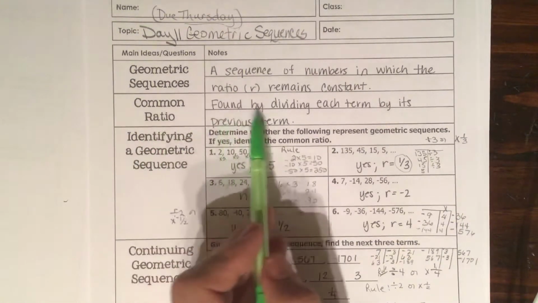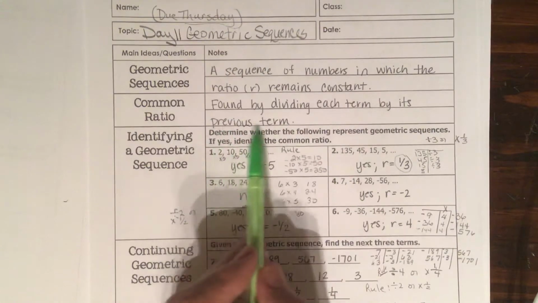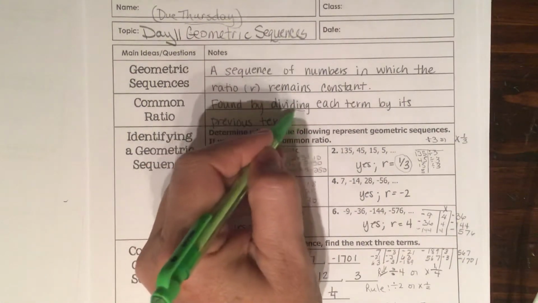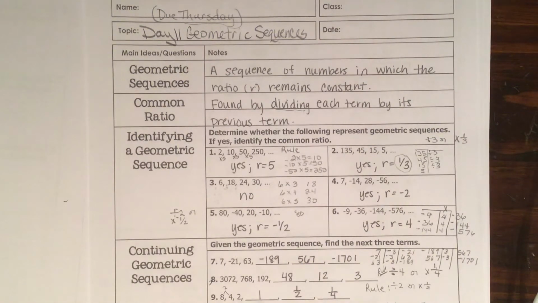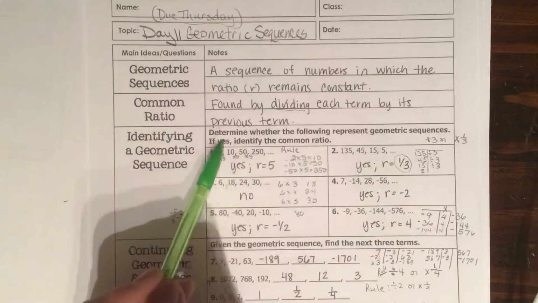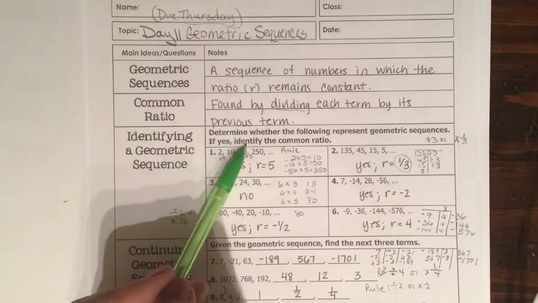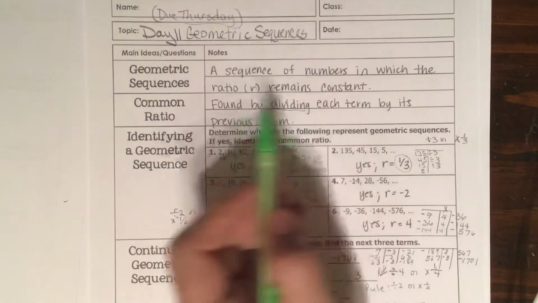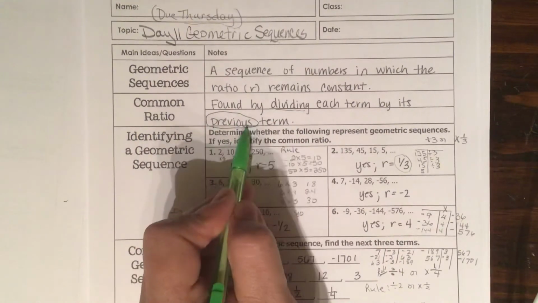The common ratio is found by dividing each term by its previous term. Let's look at the first one. Determine whether the following represents a geometric sequence. Say yes or identify the common ratio. Remember, it's dividing each term by its previous term.